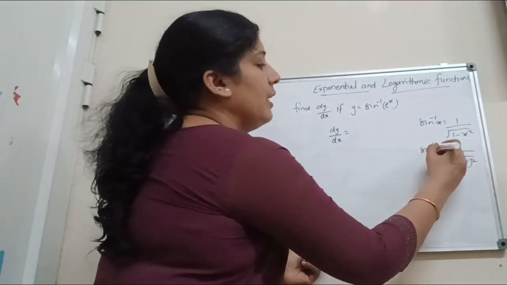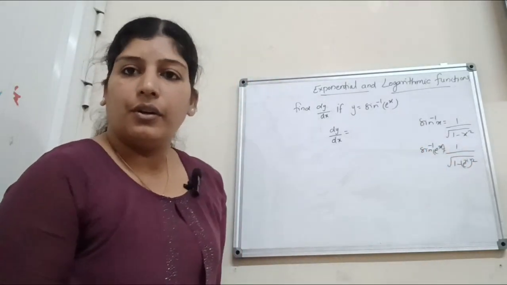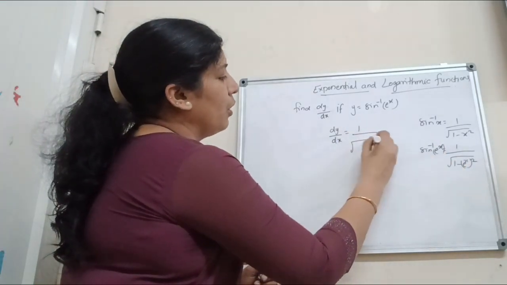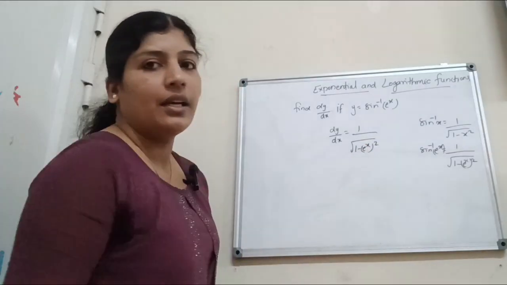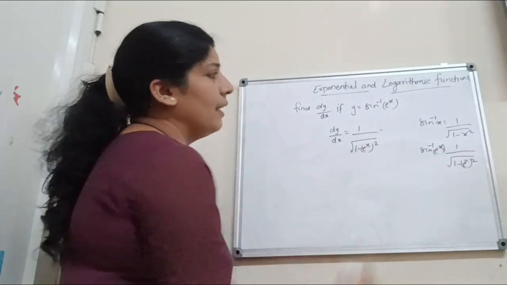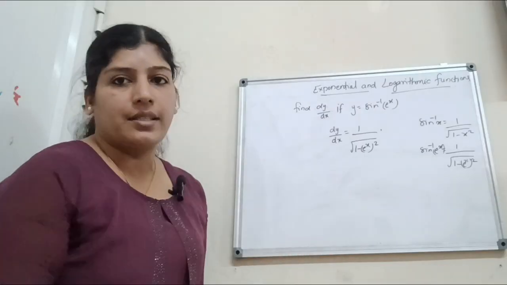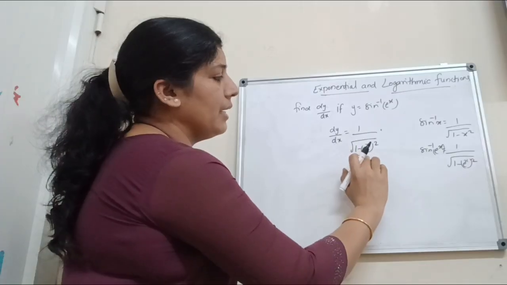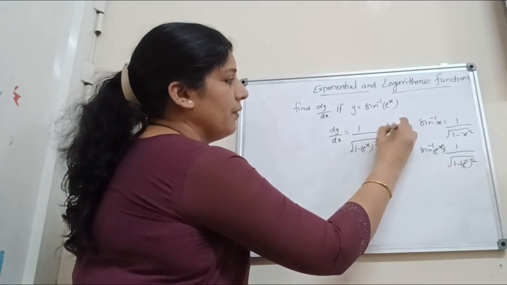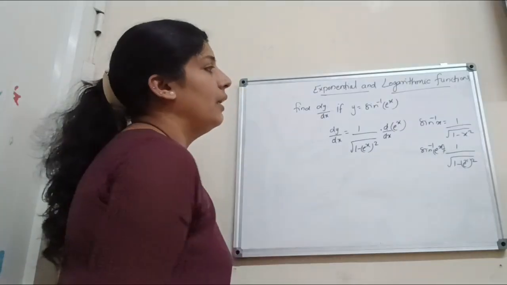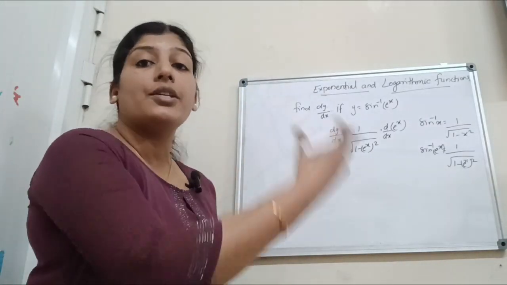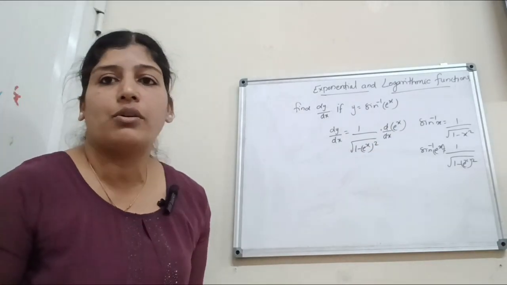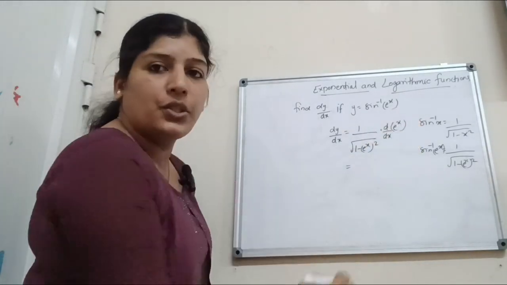Therefore, the derivative of sin inverse of e raised to x is 1 by root of 1 minus (e raised to x) whole square. That is the first part, 1 by root of 1 minus (e raised to x) whole square. Then into, we again consider the derivative of e raised to x, that is d by dx of e raised to x. Sin inverse is defined on e raised to x, which is again a function of x, so we have to consider d by dx of e raised to x also. That is equal to e raised to x.